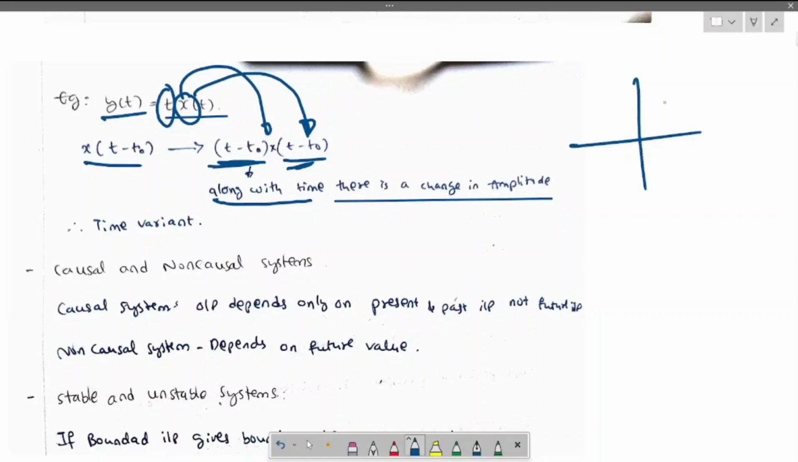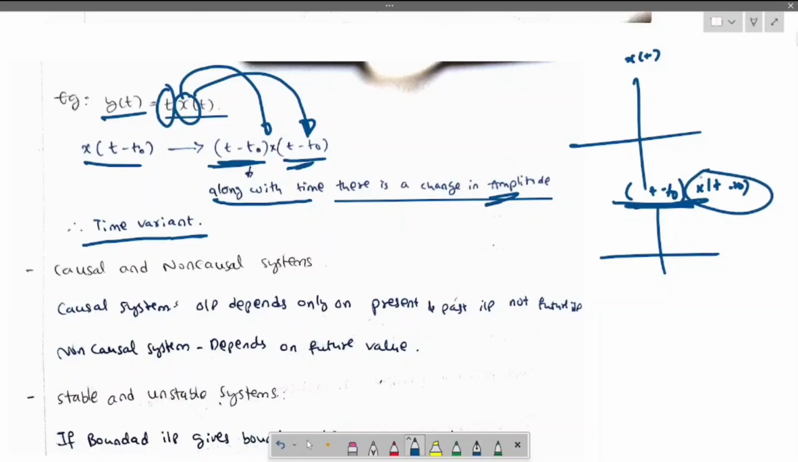See, this is the x of t. After applying this, it becomes t minus t naught times x of t minus t naught. See, here there is a compromise in amplitude, right? So that's why it is time variant. I hope you got the idea of what is meant by time variant and time invariant. If only this happens, it is time invariant. If there is any change apart from this, it is known as time variant. Okay.